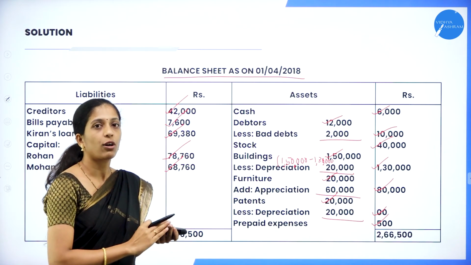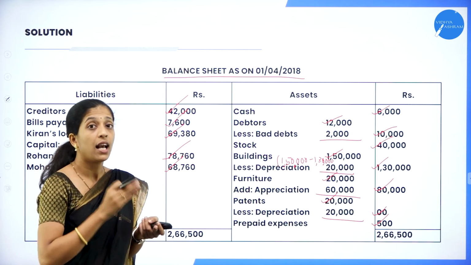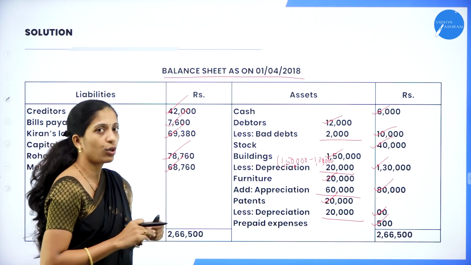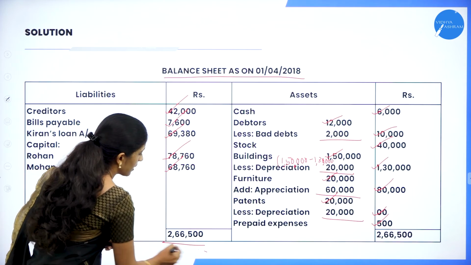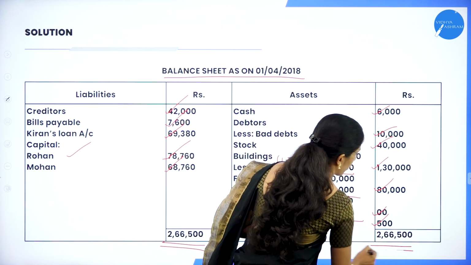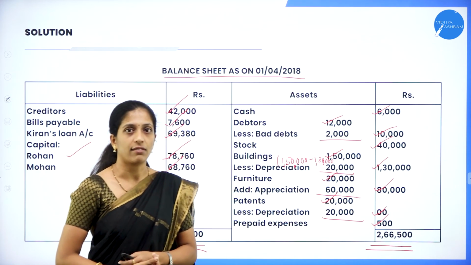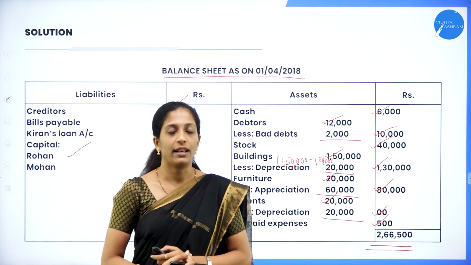Now we are done with all the entries. So we have recorded all the assets as well as all the liabilities. Now we have to balance both the sides and the total of assets should be equal to total of liabilities. So if you add all the liabilities, you'll get 2,66,500. In the same way, if you add all the assets, you get 2,66,500. In this sense, the total of assets is equal to total of liabilities.